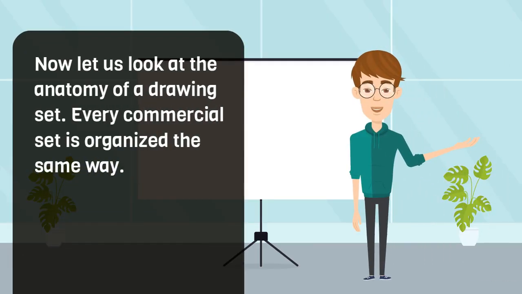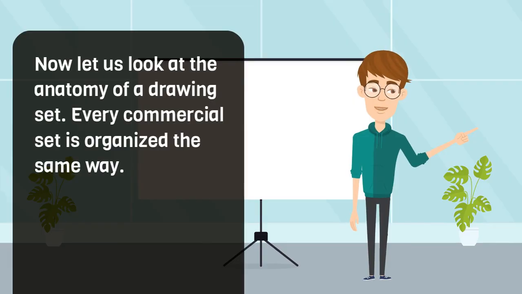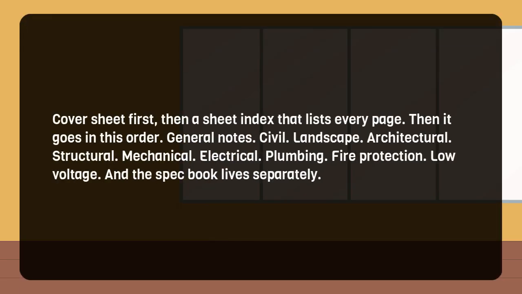Now let us look at the anatomy of a drawing set. Every commercial set is organized the same way. Cover sheet first, then a sheet index that lists every page. Then it goes in this order. General notes, civil, landscape, architectural, structural, mechanical, electrical, plumbing, fire protection, low voltage, and the spec book lives separately.